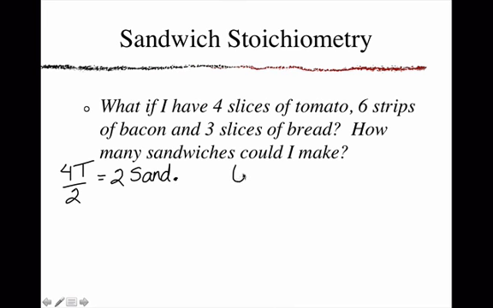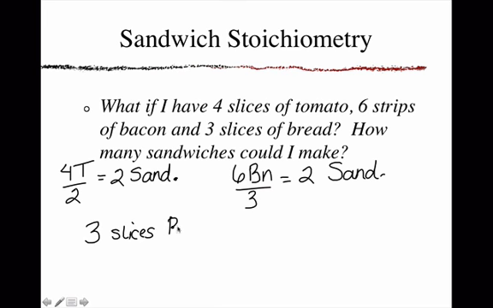Then we have 6 strips of bacon. And from that same balanced reaction, we can see it takes 3 strips of bacon to make each sandwich. So this one will also make 2 sandwiches. And the last one is 3 slices of bread. From the balanced reaction, we need 2 slices of bread for each sandwich. So because I can't make a half a sandwich, this one will only let me make 1.